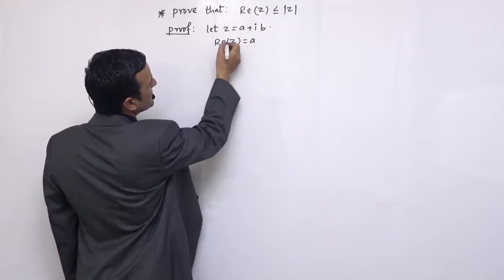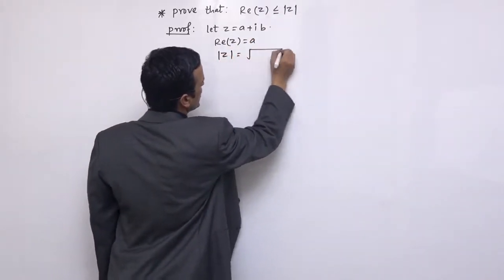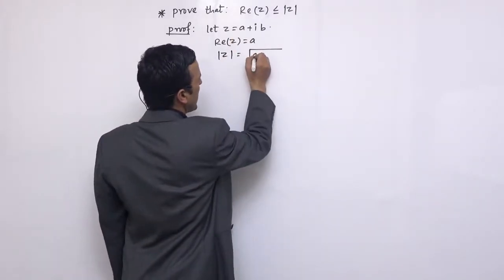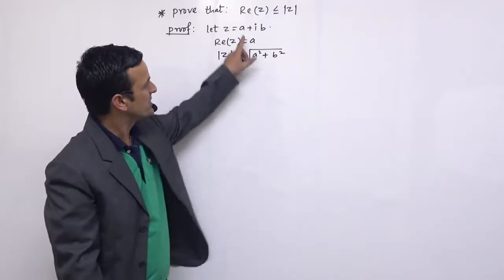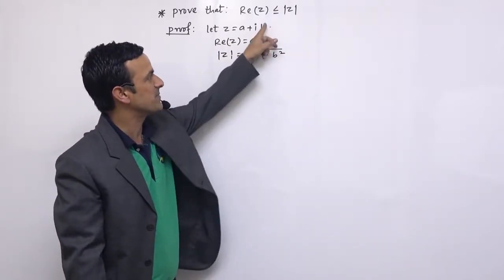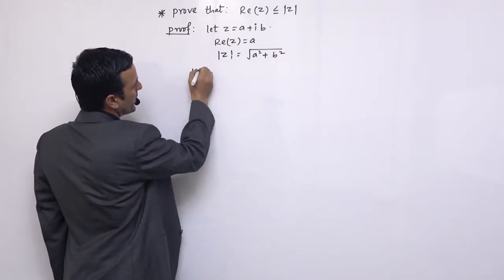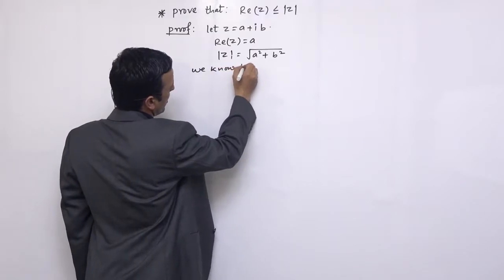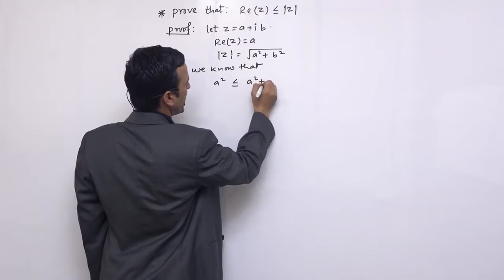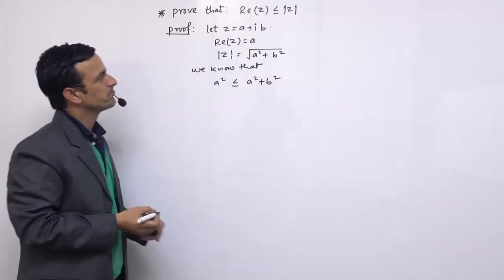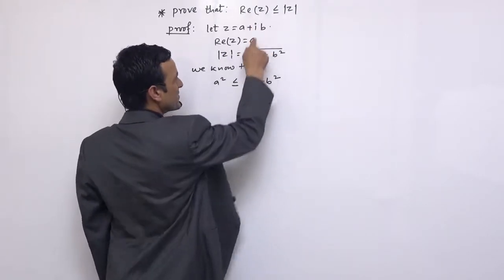As you know, modulus z means what? We have modulus z is equal to root under real part square plus imaginary part square. So this is real part, and real part square plus imaginary part square. So we know that a square is less than or equal to a square plus b square. Our main objective is a. Real part of z means a.